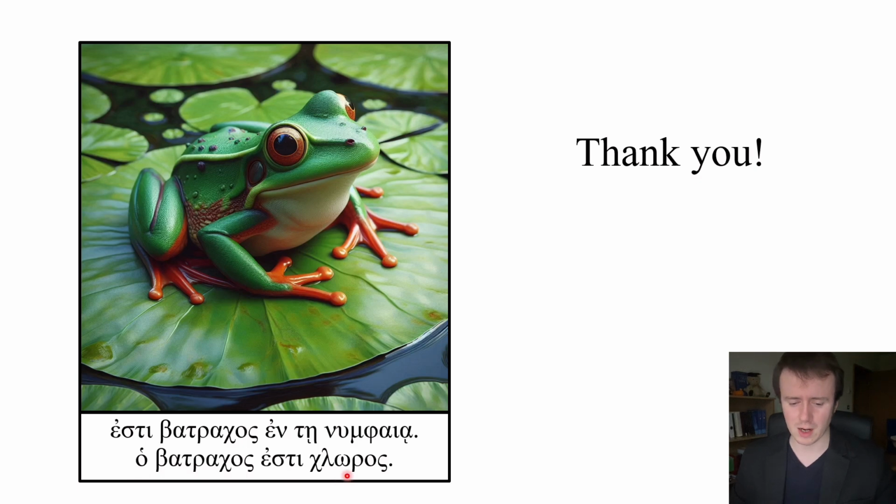Chloros means green, and it gives us words like chlorine and chloroplast and chlorophyll. And in this caption we saw two different uses of the verb to be. Here it was meaning there is, and here it was meaning he is, with the frog as the subject, and with an adjective as its complement. So we saw two different uses of the verb to be there.